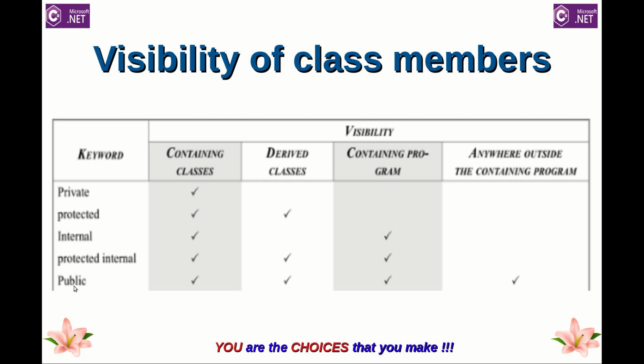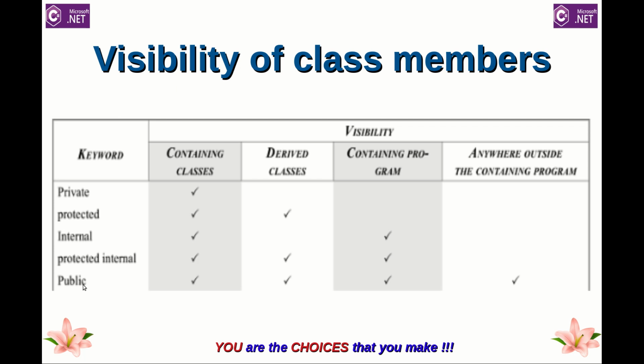Whereas if you declare a member as public, it can be accessed anywhere. You can access it in the class, in the derived class, in the containing program, or outside the containing program also. So if you want to make a member to be accessed anywhere, then you can declare it as public.